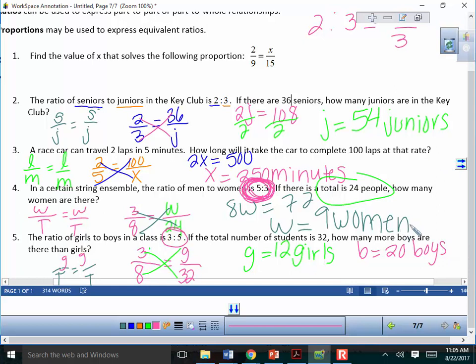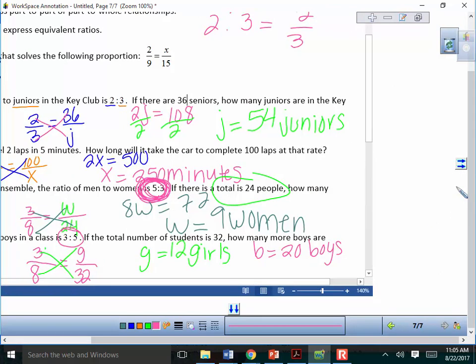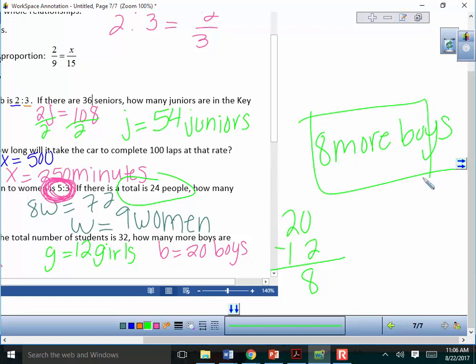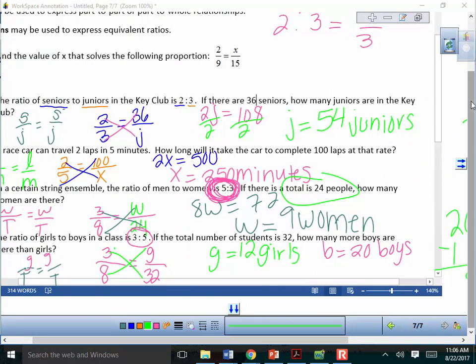Very good. Absolutely right. Our answer is not 20 boys. It is not 12 girls. It is 8 more boys than girls. It says how many more boys are there than girls. So we would have to subtract the number of girls from the number of boys, and that gives us 8 boys, or 8 more boys. So our answer is 8 more boys. Okay? Any questions?